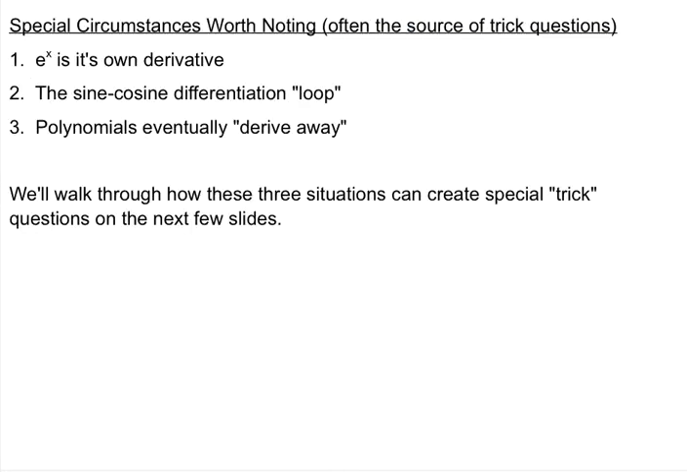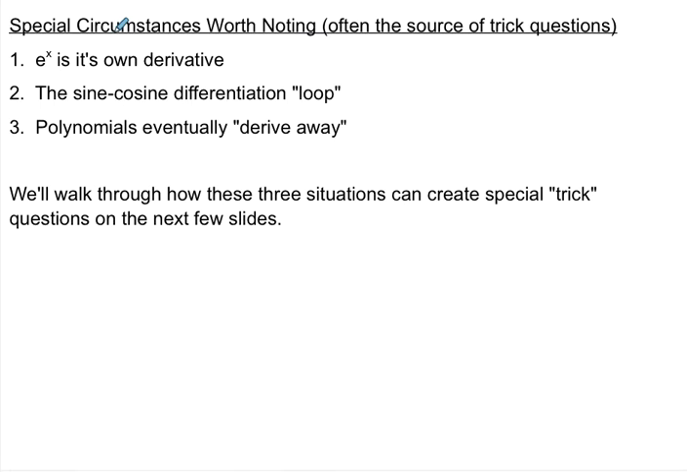All right, so let's talk about a couple special circumstances worth noting. These are often the source of trick questions on the AP. e to the x is its own derivative. So if I told you that f of x was e to the x, I could ask you for the millionth derivative of f of x, and it's still e to the x, because e to the x is its own derivative.